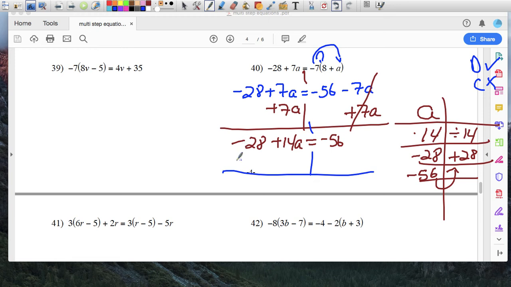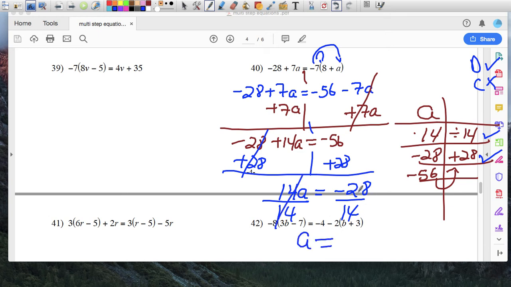So first thing, plus 28 over here, plus 28 over here. Negative 28 plus 28 is 0. 14a comes down. Negative 56 plus 28, there's more negative, so it's going to be a negative answer. And how many more negative? There's 28 more negative. Check, divide by 14 on both sides.